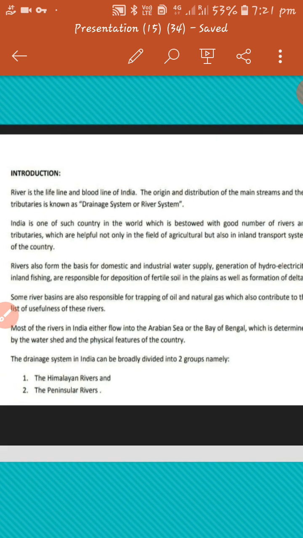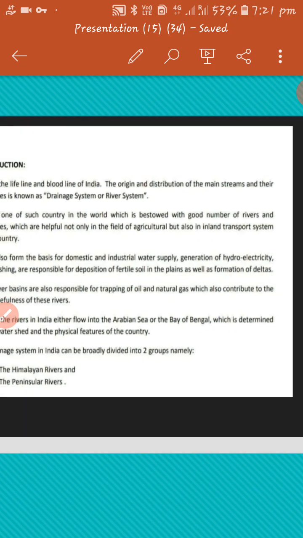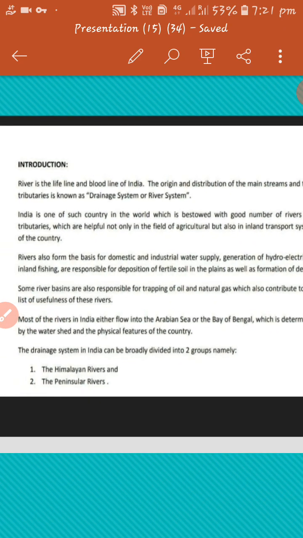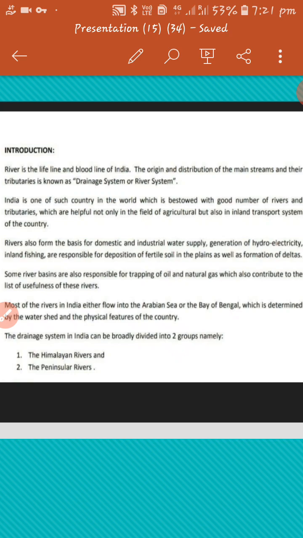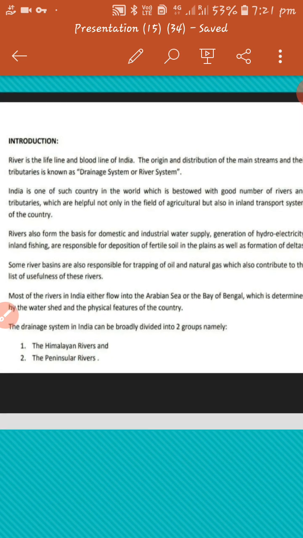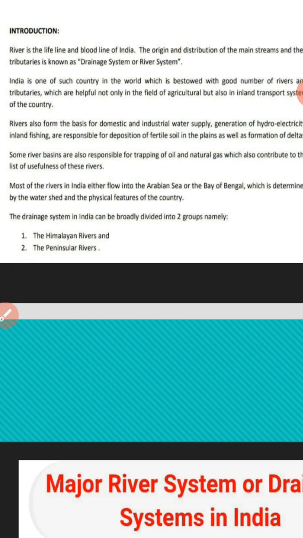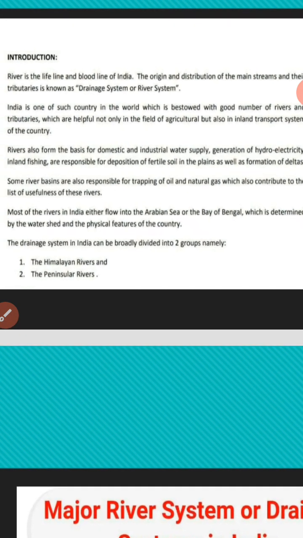India is one of the countries in the world which is bestowed with a good number of rivers and tributaries, which are helpful not only in agriculture but also in the inland water transport system of the country. Rivers also form the basis for domestic and industrial supply, generation of hydroelectricity, and inland fishing, and are responsible for deposition of fertile soil in the plains as well as formation of deltas. Some river basins are also responsible for trapping of oil and natural gas, which also adds to the usefulness of these rivers.